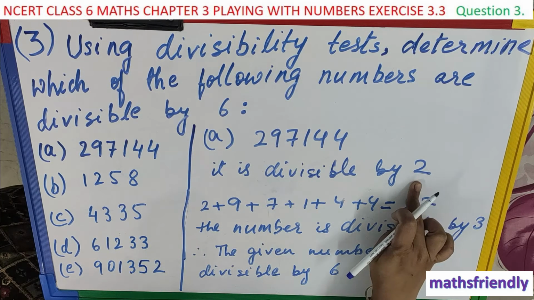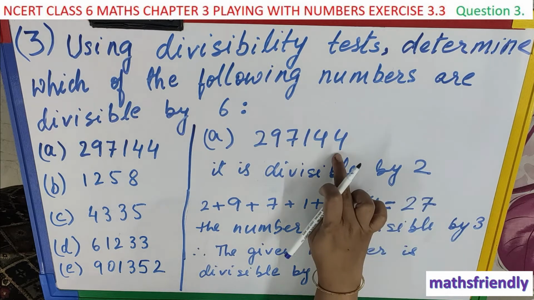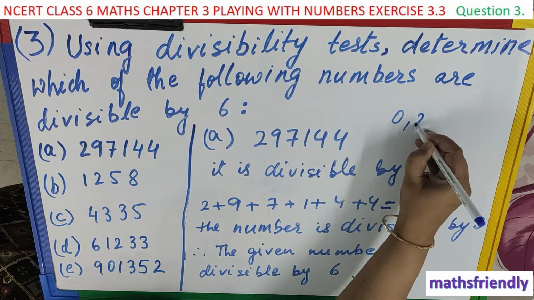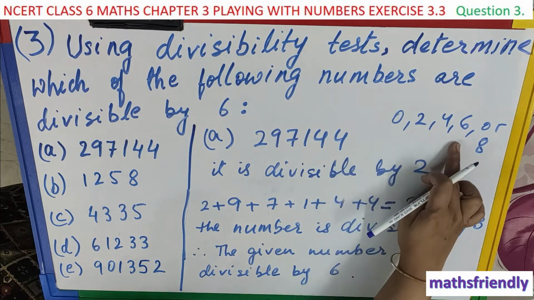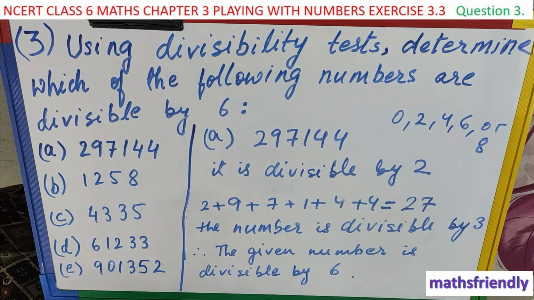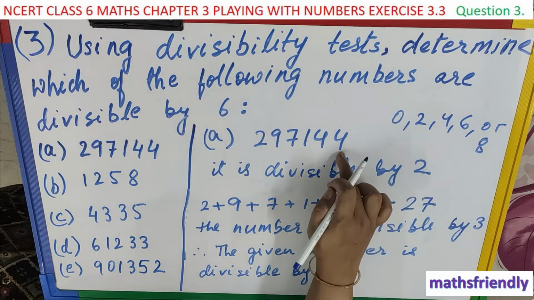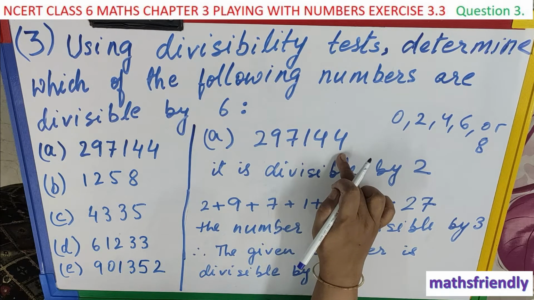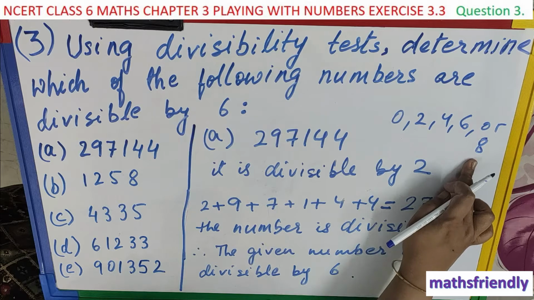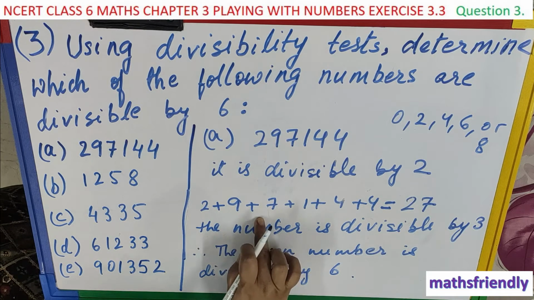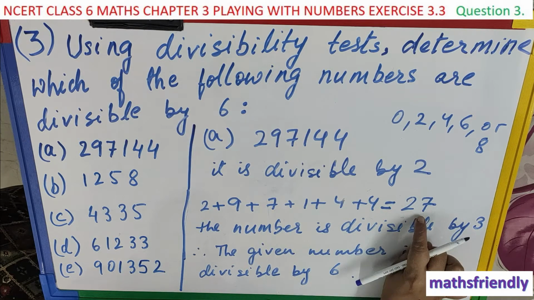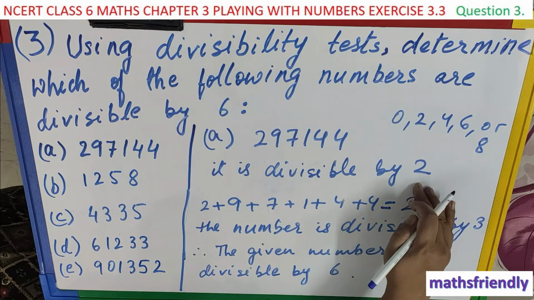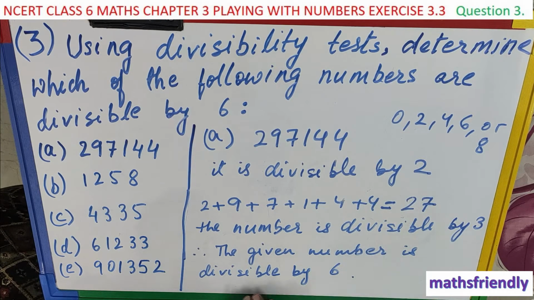See, we know that if a number is divisible by 2, the ones digit should be 0, 2, 4, 6 or 8. If the ones digit is any of these digits, then the number is divisible by 2. So to check the divisibility by 2, we have to see the ones place. And to check the divisibility by 3, we have to add the digits of the number, and if the sum is divisible by 3, then the number is also divisible by 3. So we will check the divisibility by 2 and 3, and then we can say whether the number is divisible by 6 or not.